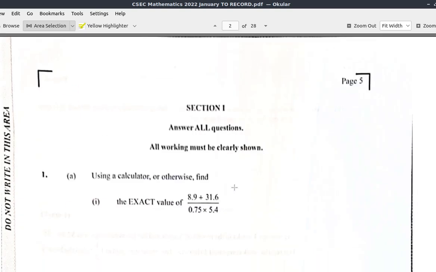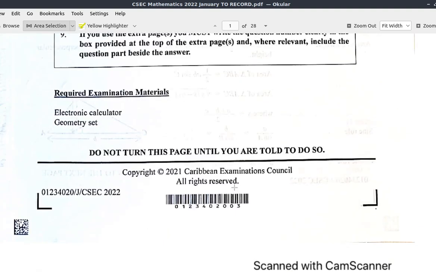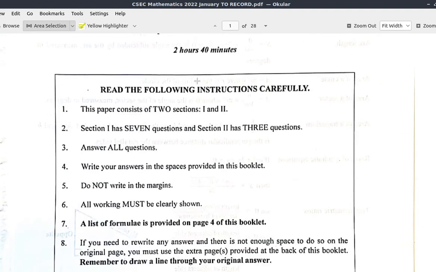All right, so here now, you have two sections. Remember, two sections, sections 1 and 2. Section 1 has 7 questions and section 2 has 3 questions, so you have a total of 10 questions. Answer all questions. Write your answers in the space provided in this booklet and do not write in the margins. Remember that, all right? All working must be clearly shown. MUST in full caps. Remember to show all working.